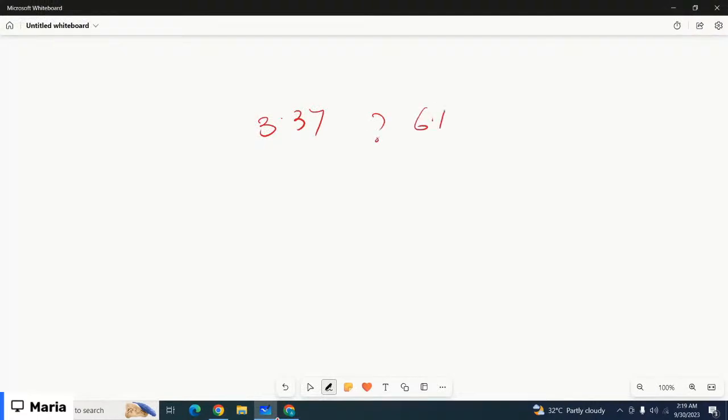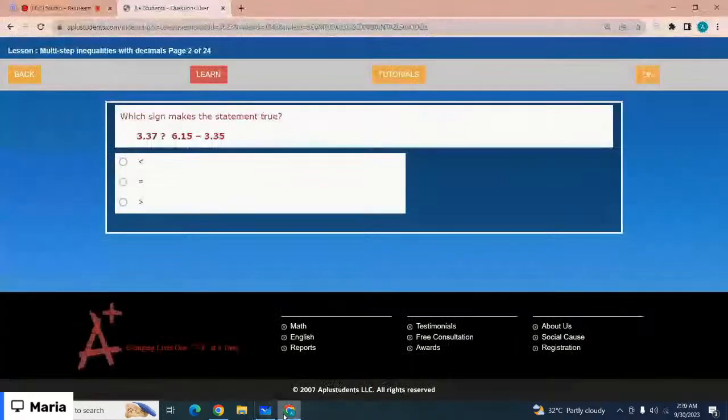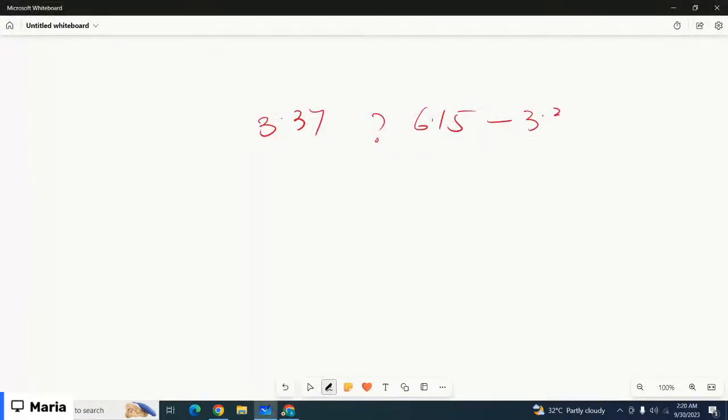3.37, 6.15 minus 3.35. So let's just subtract, right? Just solve this side. 6.15 minus 3.35.